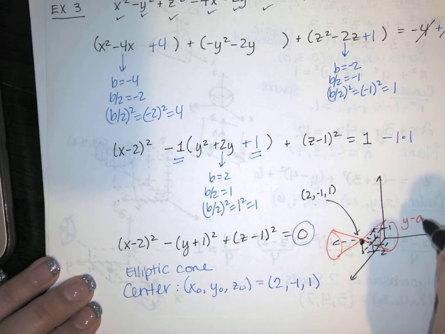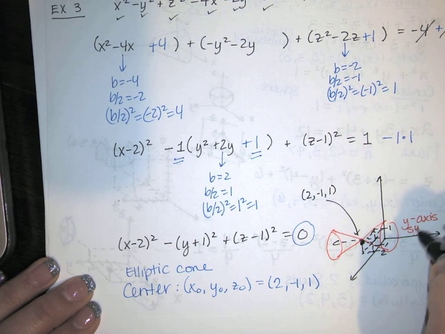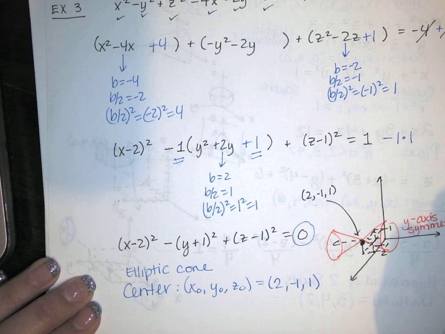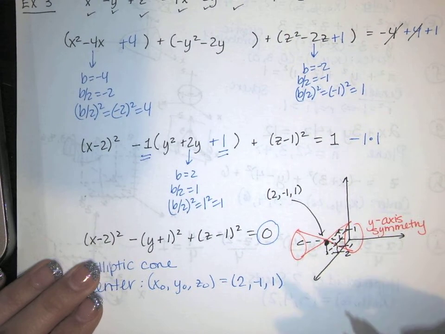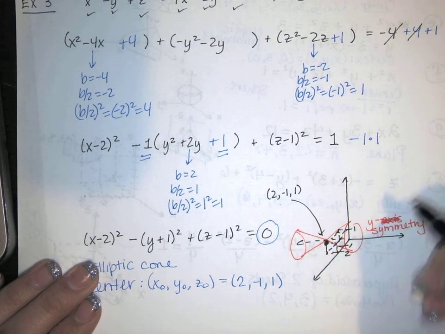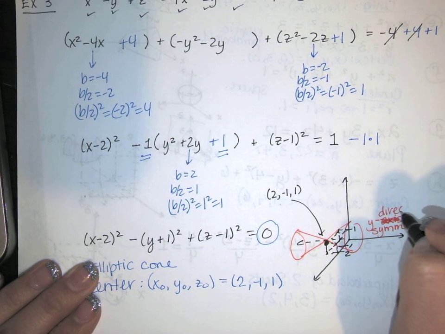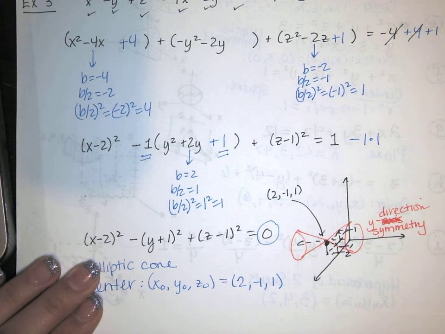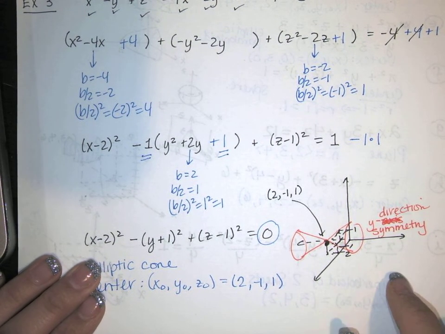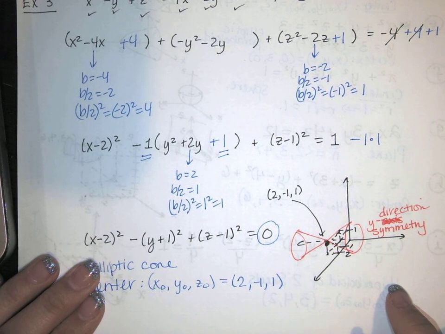I'm just going to write for myself. Sometimes I'm not really sure from my pictures it's clear that that's like y-axis symmetry. It's actually not y-axis symmetry. Let me say it differently. Y-direction symmetry. Because it's parallel to the y-axis. It's not on the y-axis this time.